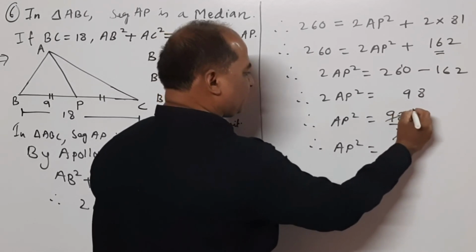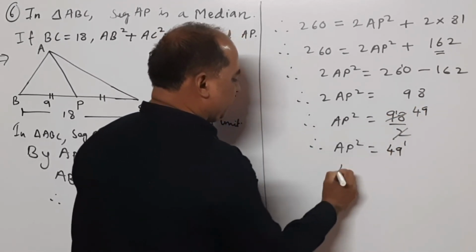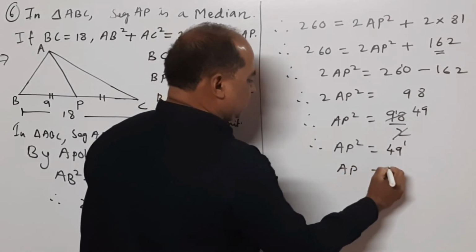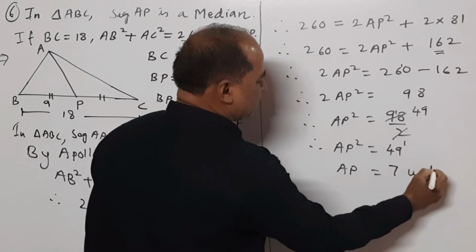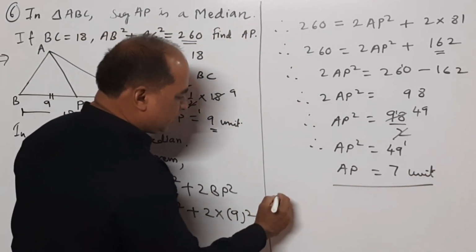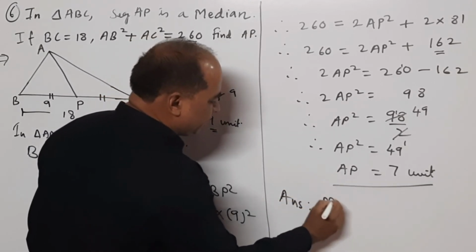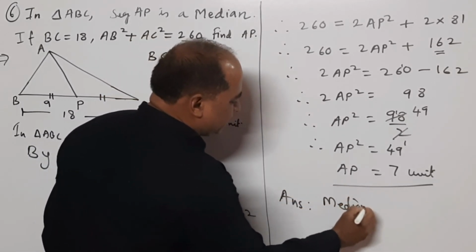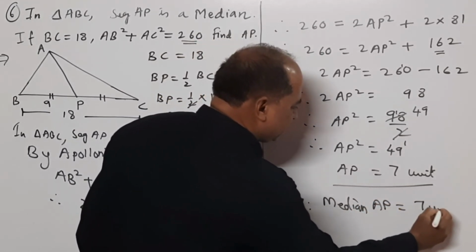So AP is equal to, taking the square root of both sides, 7 units. So the length of the median AP of triangle ABC is 7 units.